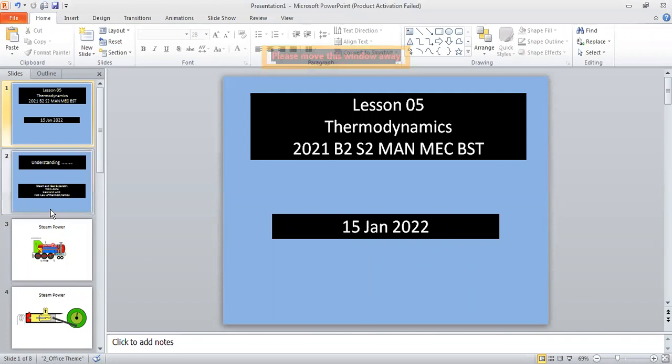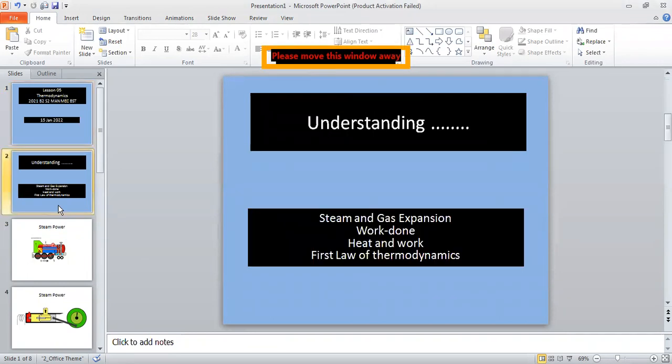So, we are going to learn something interesting, but if we plan today, again, it's about understanding. We have to learn about steam and gas expansions. We have to learn about work done, heat and work, and the first law of thermodynamics. So this is what I have outlined today.